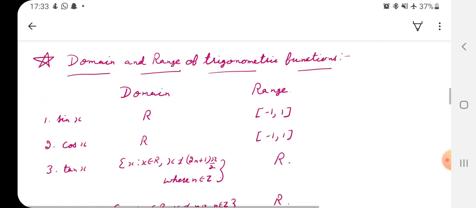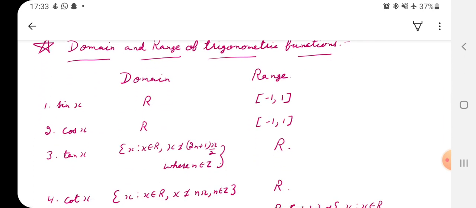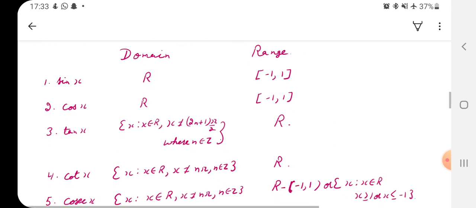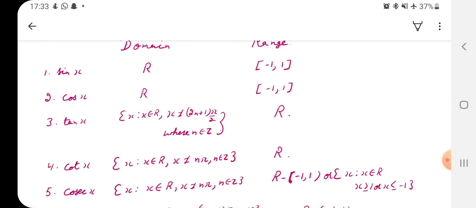Now the next topic is domain and range of trigonometric functions. As you have all discussed for functions, if these are trigonometric functions, then they will have some domain and codomain. So now we are going to discuss the domain and codomain. The first function is sine. Its domain is the set of real numbers and its codomain is the closed interval -1 to 1. Why -1 to 1? Because all of you know that the sine value lies between -1 to 1. That is why its range is -1 to 1.